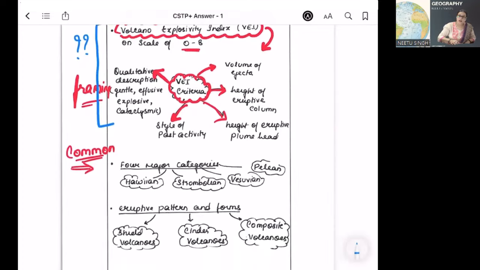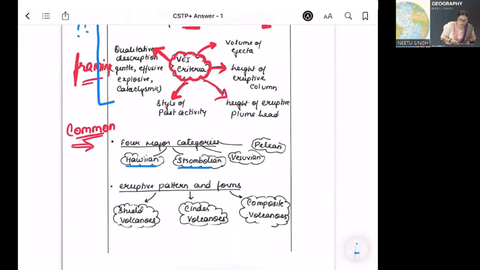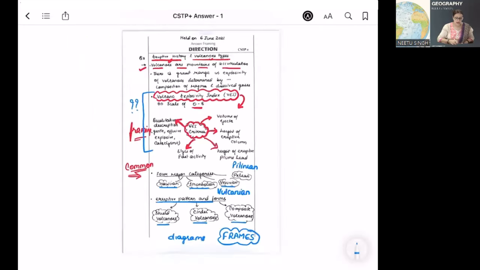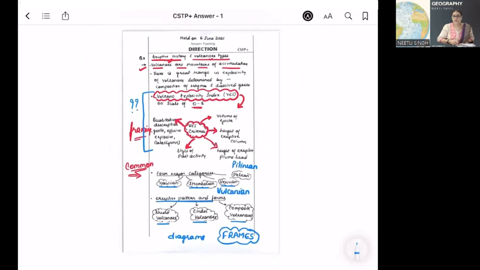Once you have taken the VEI criteria, you then take up the reference of Hawaiian, Strombolian, Vesuvian, which is also called Vulcanian, or Pelean, which is also called Plinian. Are you noting it? You are automatically done with the desired frame. And then eruptive pattern and form creates shield volcano, cinder volcano, composite volcano. Add on the diagrams. You will ask, why have I not added the diagram? Because I'm telling you, these are sample cases of answer frames. What are the points that you are required to write? What are the points that should not be missed out when you are writing an answer on certain questions? This answer frame is what you have to develop.